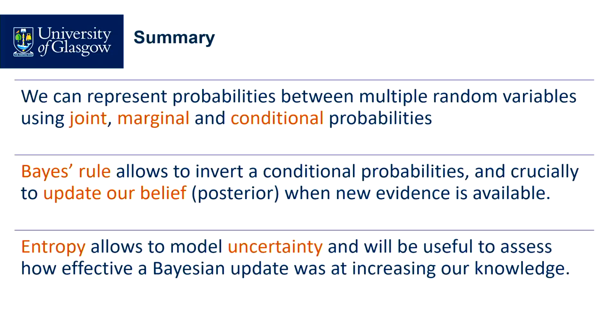So as a summary, as we've seen today, we can represent probabilities between random variables using joint, marginal, and conditional probabilities. Okay, so that's the way we combine this. Bayes rule, the big thing is that it allows us to invert conditional probabilities and to update our belief, the posterior, when new evidence is available. So this is a process we can do several times, and that is particularly suited to any computational process. And entropy is a tool that we have to model uncertainty and will be useful to effectively assess how effective the Bayesian update was at increasing our knowledge. Okay, and that's everything I had for today.